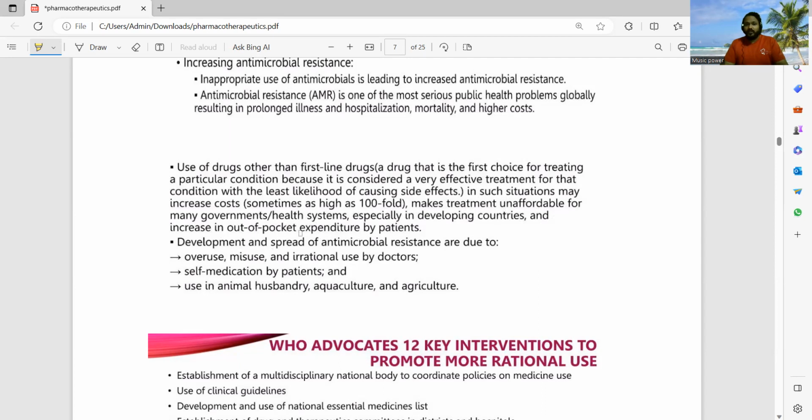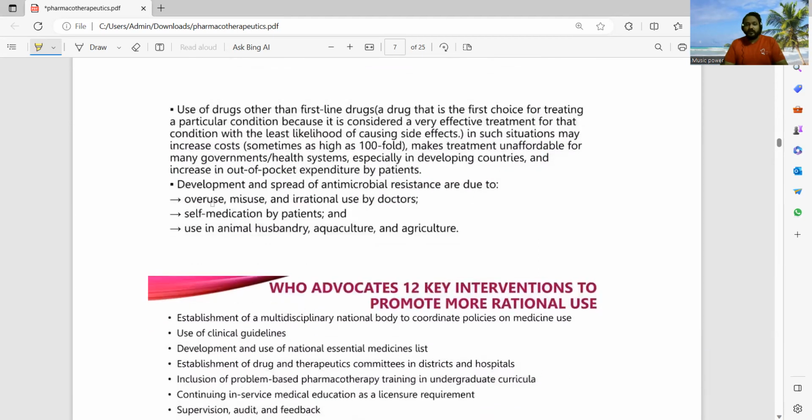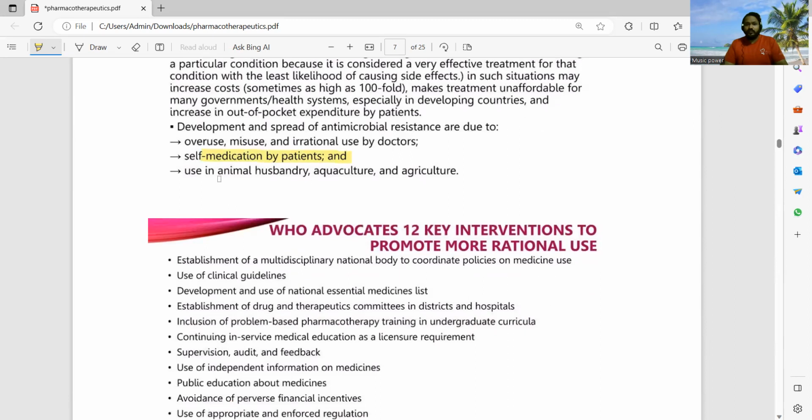The same applies in case of out-of-pocket expenditure by the patients. Development and spread of antimicrobial resistance are due to the overuse, misuse, or irrational use by the doctors and self-medication by patients, use in animal husbandry, and inadequate practices in aquaculture and agriculture.